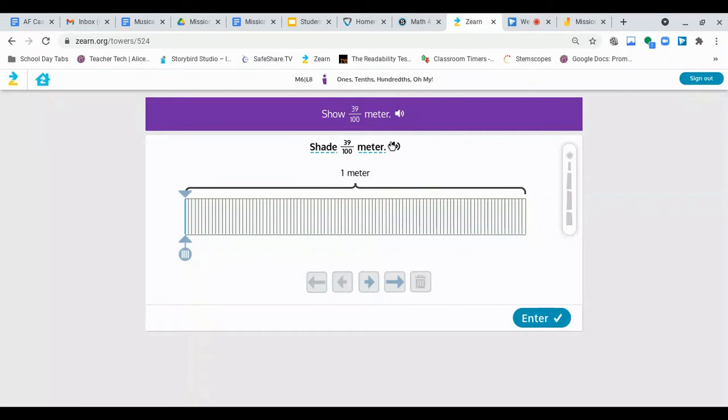Our first step asks us to show 39 hundredths. So we're just going to shade 39 hundredths. I know that's 10, 20, 30, and then 9 little ones: 1, 2, 3, 4, 5, 6, 7, 8, 9. So that should be 39.